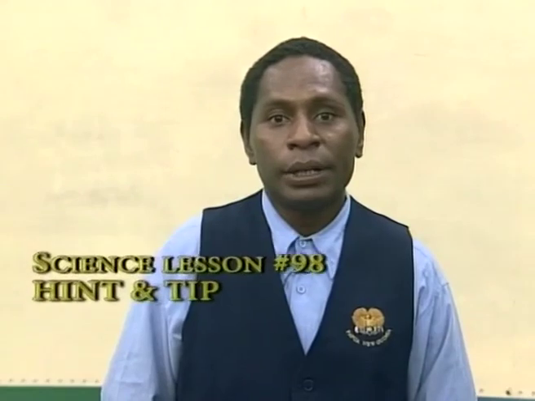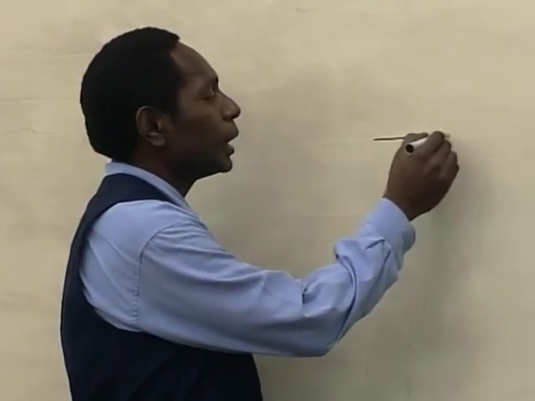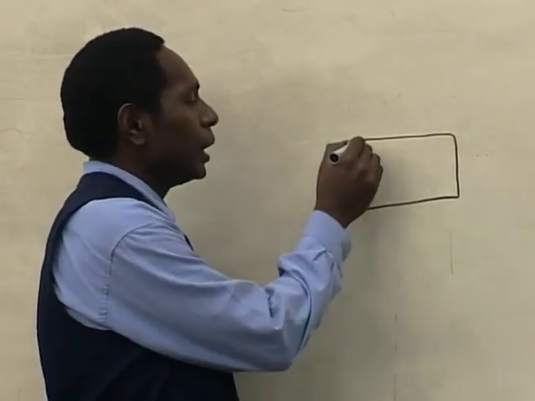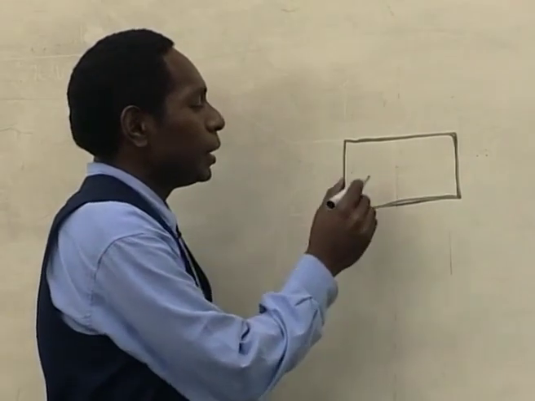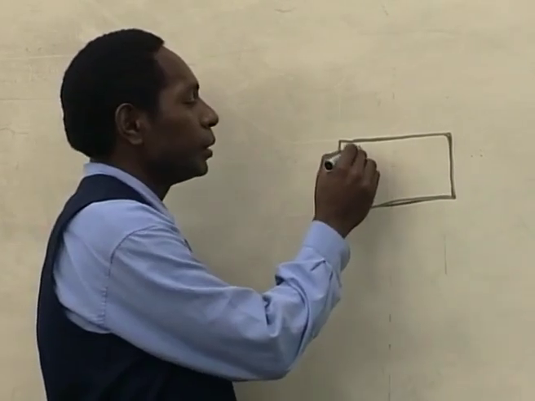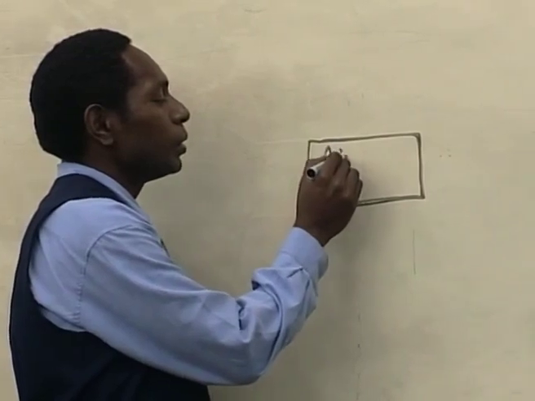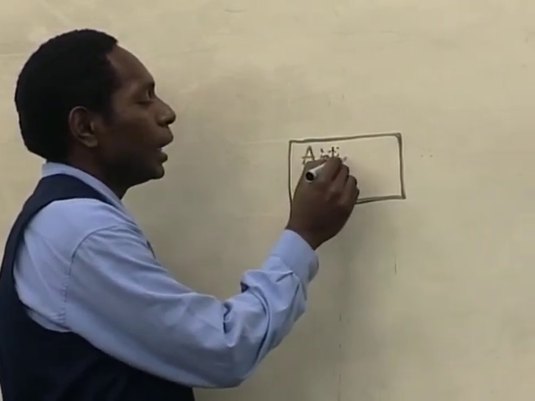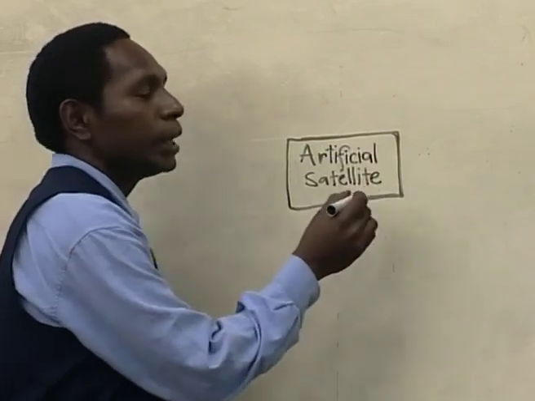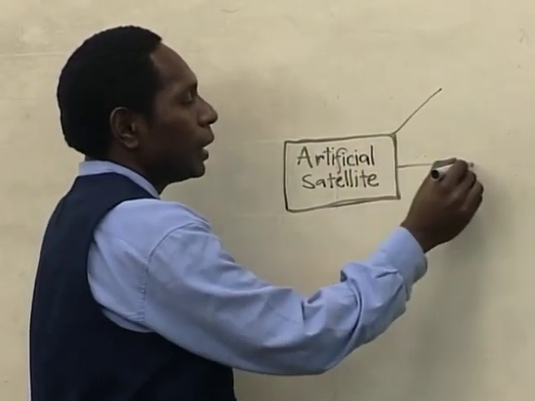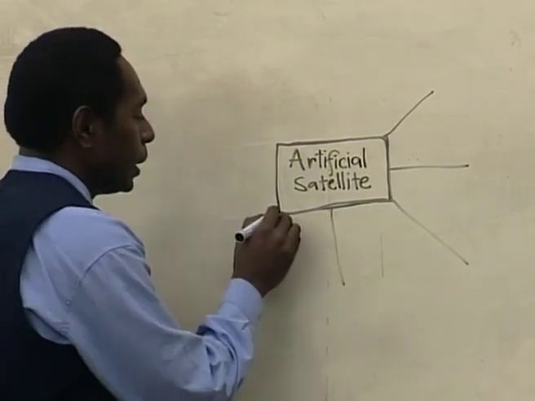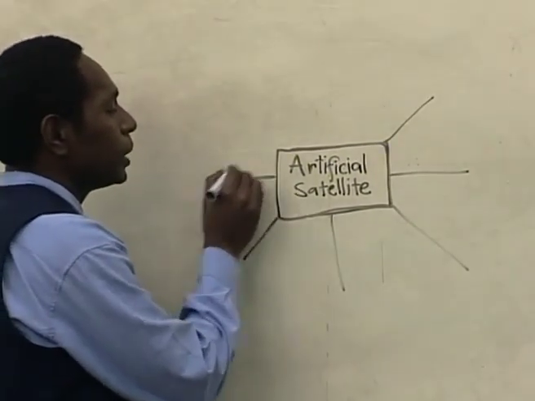In today's hints and tips, you are going to do a concept web to help you get down the notes faster. Now for today's lesson, you could assist the students in making up a concept map. They put in the topic in the middle. So we are looking at artificial satellite. You put that in the middle of the concept web, or concept map, and draw lines outwards.